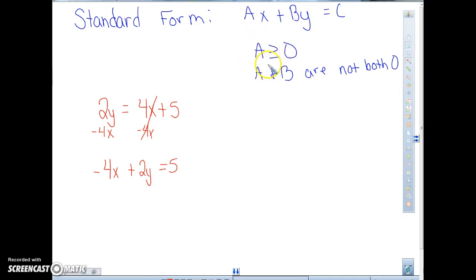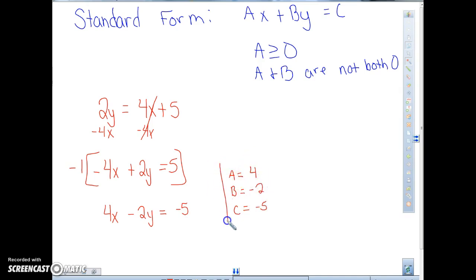Right here where it says a is greater than or equal to 0, our a is negative, so it's not greater than or equal to 0. To fix that, we'll just distribute a negative 1 to the whole problem. If I did it to one side, I can do it to the other side. So that's how I can get away with multiplying one side by negative 1. As long as I do it to the other side, it still keeps my equation balanced. So that would become 4x minus 2y equals negative 5. Now this is in standard form. My a is 4, my b is negative 2, and my c is negative 5. So it's in standard form, and we can pick out a, b, and c.